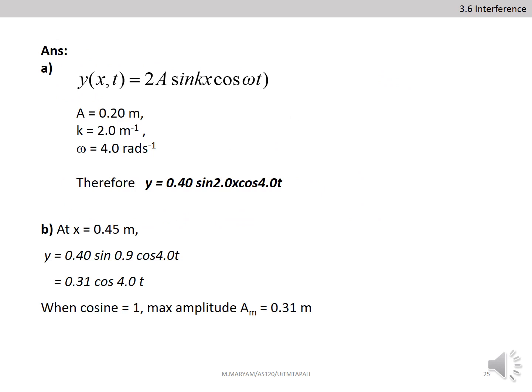A, okay, as I mentioned, we take this equation and substitute all the information given from the question. I substitute all in the equation. Therefore, y equal to 0.4, 2 times 0.2, so we got 0.4 here, sin 2.0x, because k is 2.0, cos 4.0t, where 4.0 is the omega, times t. Okay, so we got the wave function for the standing wave.